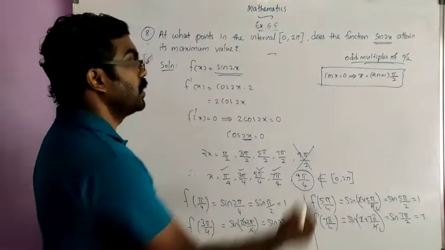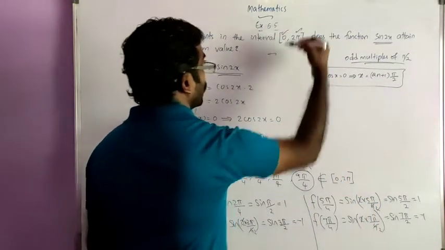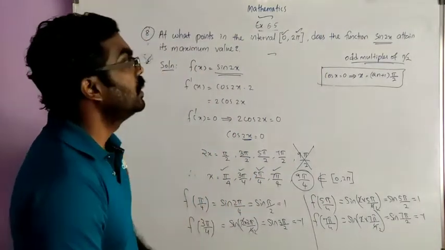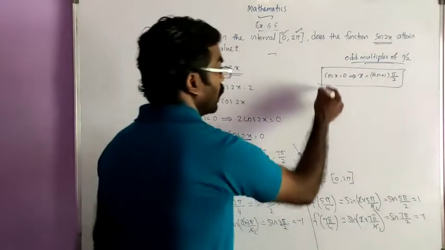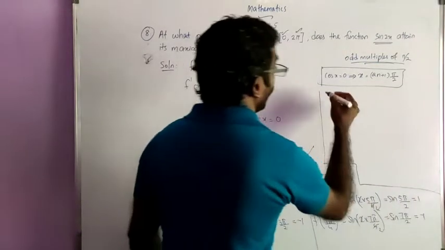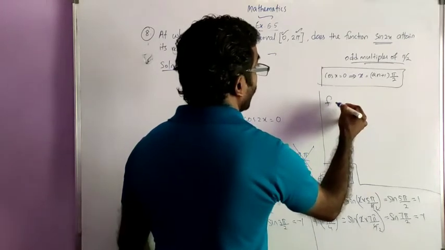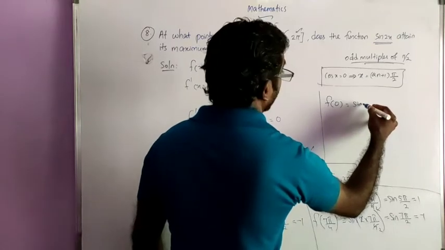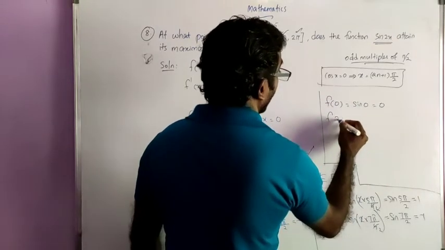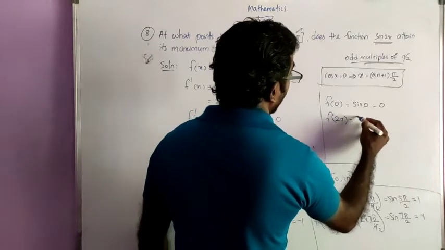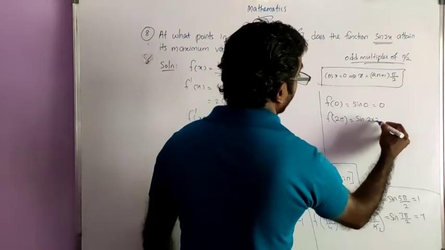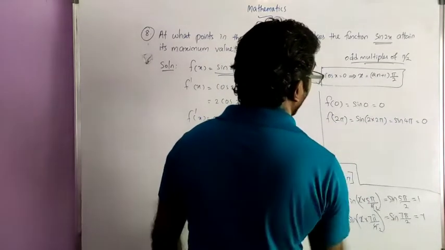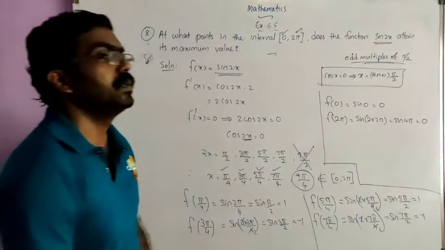Okay. Now we have to take the values in the interval also. That means the end points of the interval. Here the end points are 0 and 2 pi. So here we have to find the value of f of x at the extreme points or end points. Okay, f of 0, that is sin 2x, sin 0 which is equal to 0, and f of 2 pi. F of 2 pi means sin 2 into 2 pi, that is sin 4 pi. You know sin n pi is 0, so sin 4 pi is also 0.